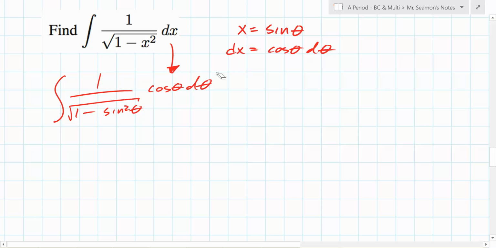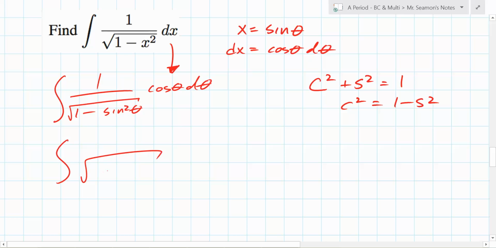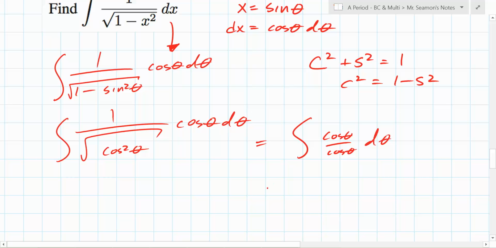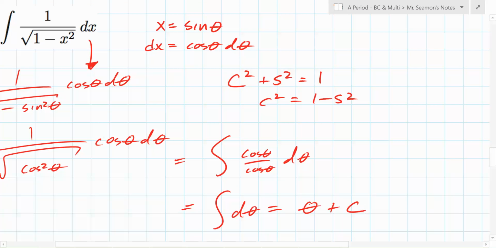But now what do you see? Yeah, you should remember cosine squared plus sine squared is equal to 1. So what does cosine squared equal? I'm using shorthand, of course. So what does this turn into? The square root of cosine squared theta times cosine theta d theta. Well, what's the square root of cosine squared? So you end up with the integral of cosine theta over cosine theta d theta, which is equal to what? 1 d theta, so it's just d theta. So what's the integral of that? Theta plus C. Well, we're not done yet because we'd like to go back into x. If x is equal to sine theta, what does theta equal? Yep, inverse sine of x. So we take that, we plug it in down there, and what do we end up with?